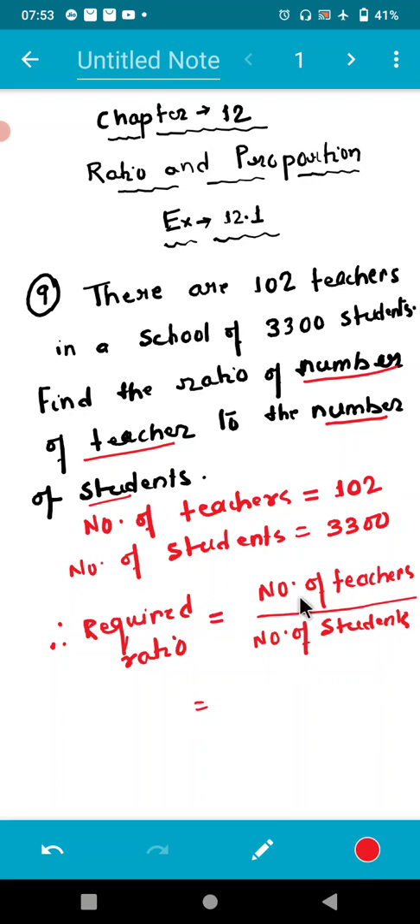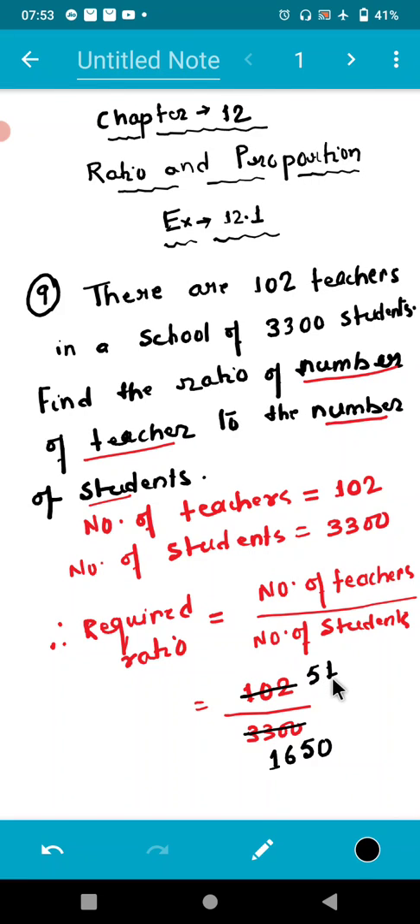Now we'll put the values. How many teachers are there? 102. And how many students do we have? 3,300. Now let's reduce this. These two numbers can be reduced by 2, so it would be 51. And if I divide 3,300 by 2, it would be 1650. Now let me see if we can reduce 51 and 1650 by 3 or not. Yes, I guess it is divisible.